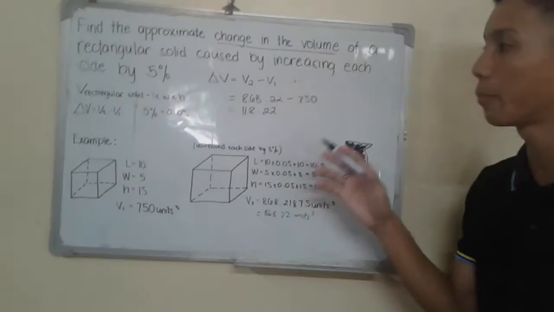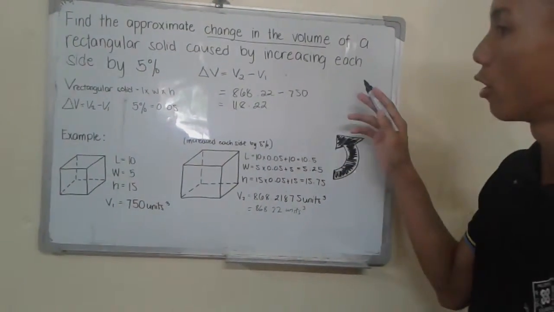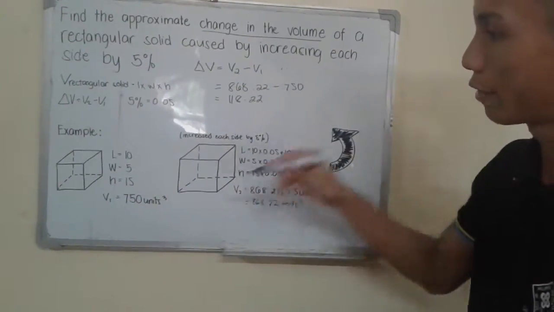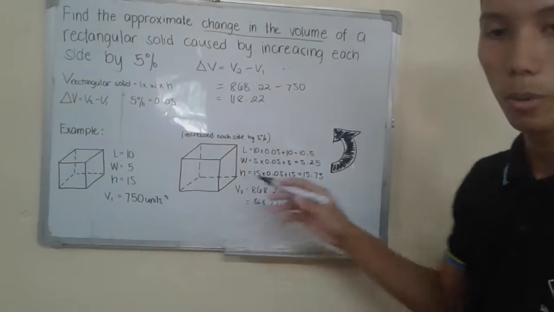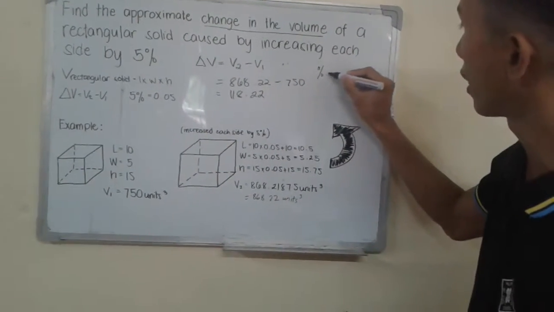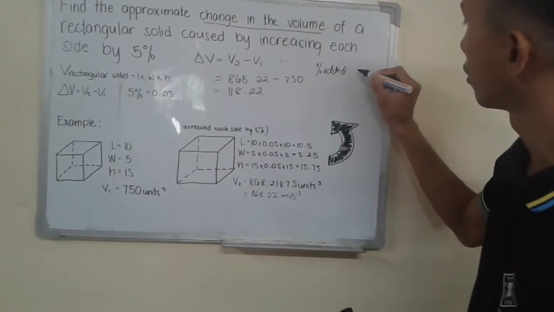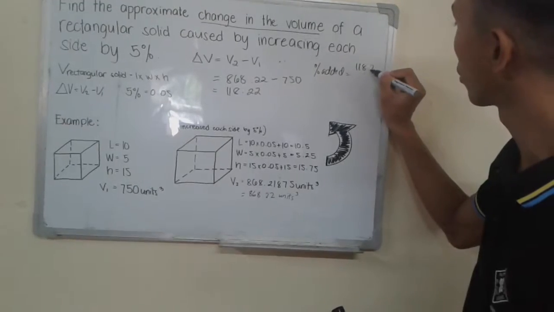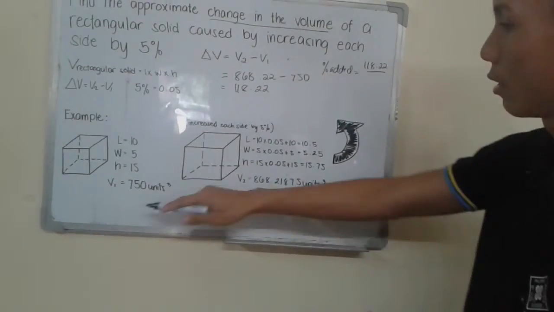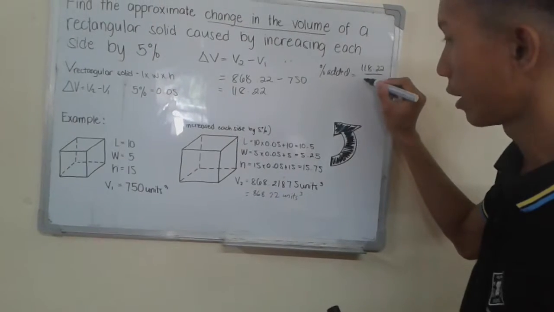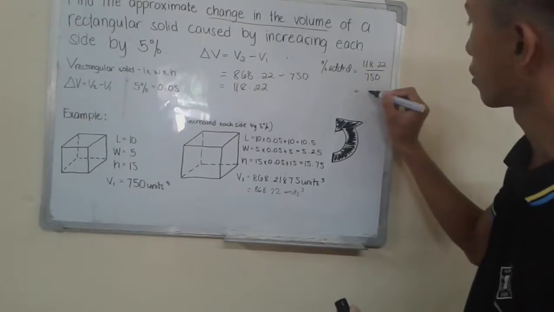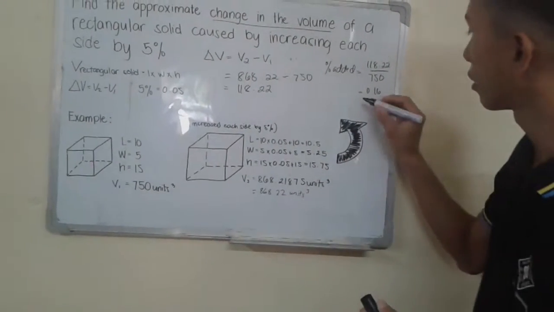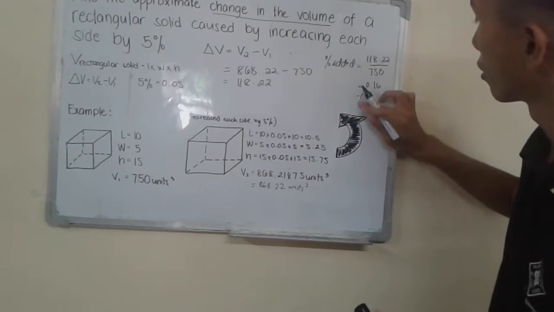Now, to find the percentage of the change in volume with respect to the original solid, we have percentage of the added volume is equal to 118.22 divided by the volume of the first solid, 750. It is equal to 0.16, or 16%.